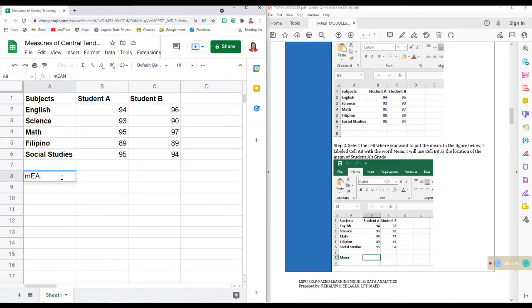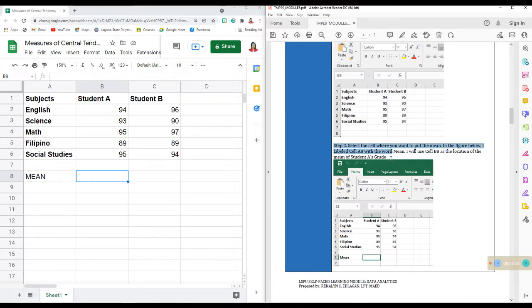Lagyan ko lang dito ng marker. This is where I want to put the mean. So, this is where I want to put the mean of student A, and this is where I want to put the mean of student B. So, dun muna tayo sa mean ni student A. So, paano natin mahahanap yung mean or average ni student A?